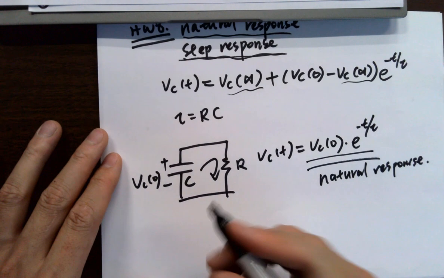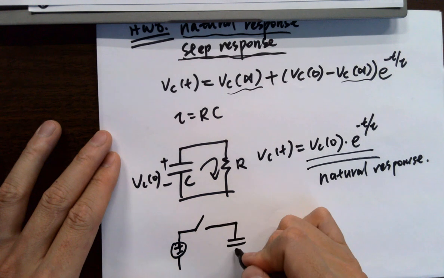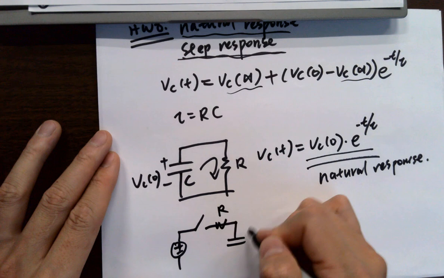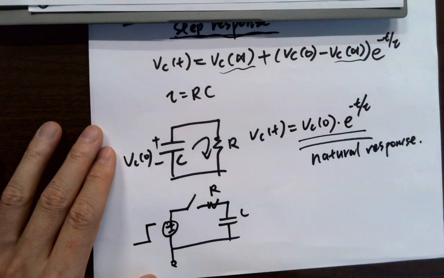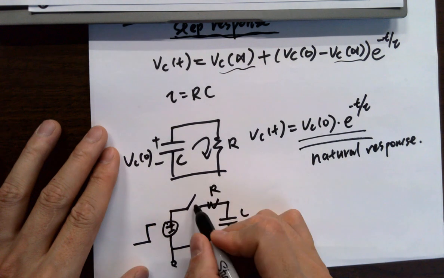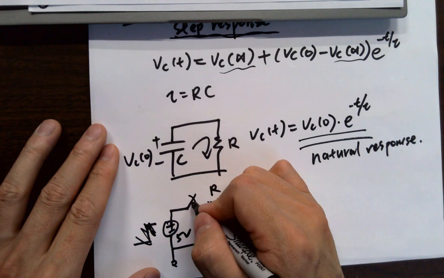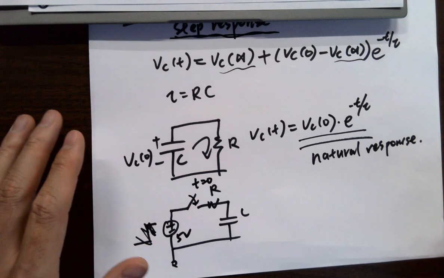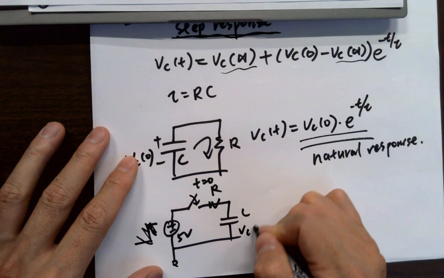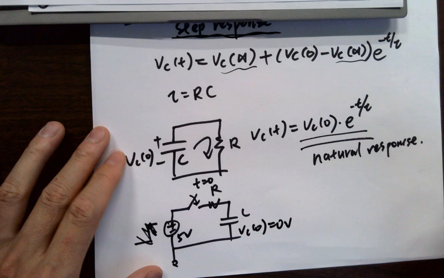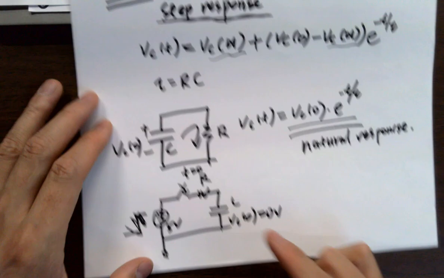So what if you have a circuit like this? If you have a switch, you don't need this anymore, right? It's just a DC voltage, like 5 volts. You close the switch at t equals 0. This is definitely the forced response. But it's given that VC(0) is 0 volts. There's no initial voltage across the cap. You can still use this equation.